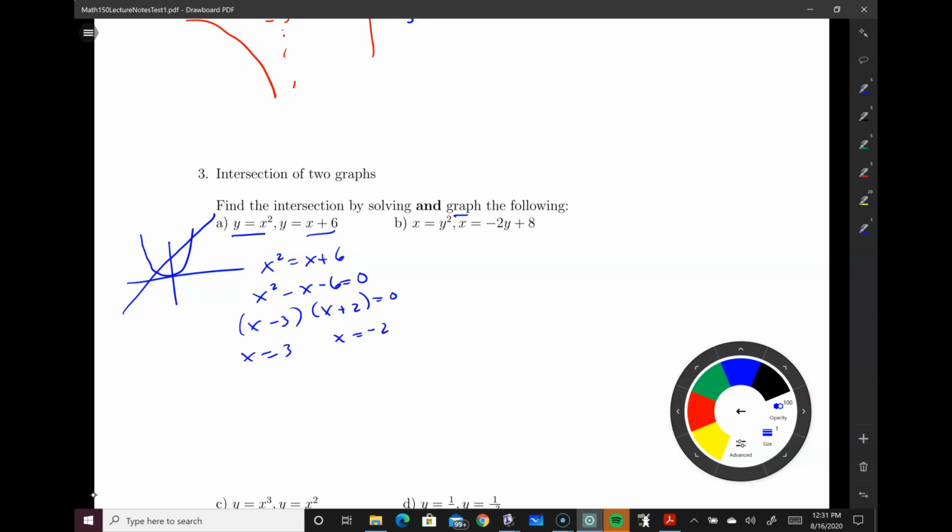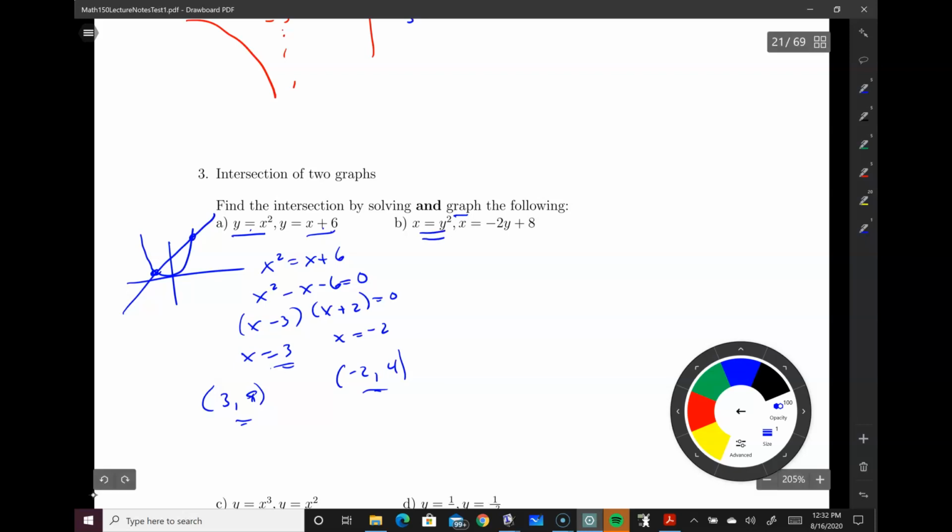So it could be that you need to find the xy points. So the y point would be, doesn't matter which one you put it into, 3, 9. And this one would be -2, 4. So these are the 2 points, the xy points, where they intersect. You might just need the x values, but just so you know.